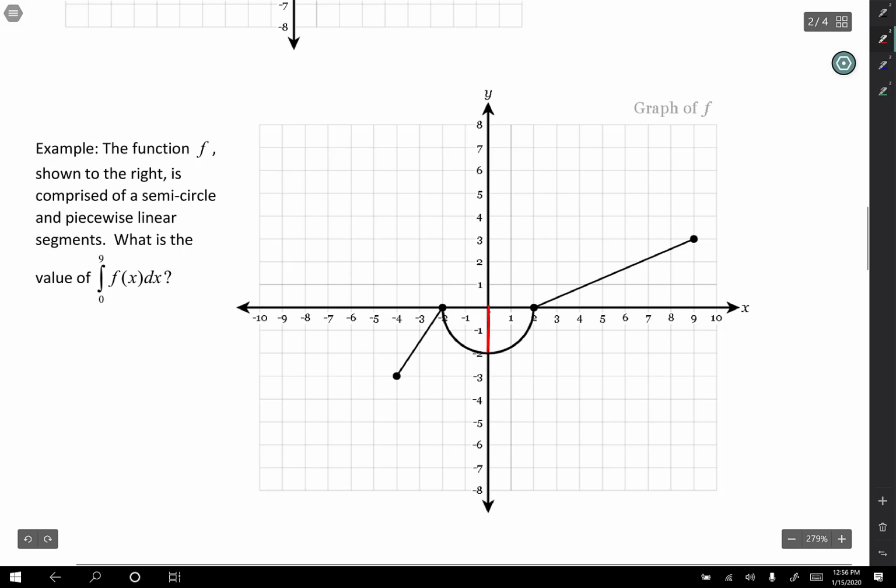So here's 0. So everything that's in red is what I want. And 9. So that's a triangle and that's a semicircle. Let's find out, well, that's a quarter circle, really. Let's find out the area of that quarter circle. How do I find the area of a circle?